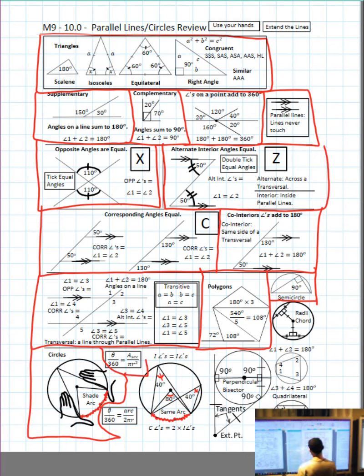We have two formulas that you might use. Theta is to 360 as the area is to pi r squared, or theta is to 360 as the arc is to 2 pi r, the circumference, obviously. Little to the right, we have inscribed angles from the same arc are equal, and the central angles are twice that, or vice versa. We have the tangent rules.